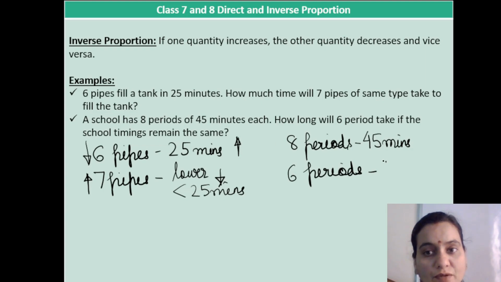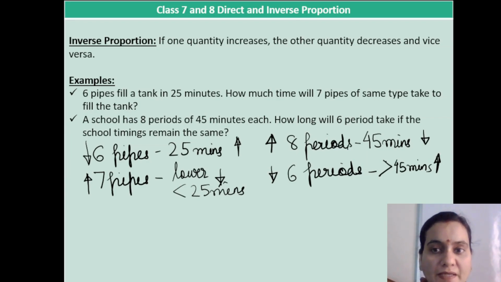Definitely the time taken will become more than 45 minutes for each period, right? So when the number of periods is more, the time taken is less. When the number of periods becomes less, the time taken becomes more. So you see, periods and the duration of each period are two different entities. If the number of periods increases, the duration decreases, and vice versa. When the number of periods in a school decreases, the duration of each period increases. It becomes more than 45 minutes. So these are two classic examples of inverse proportion.